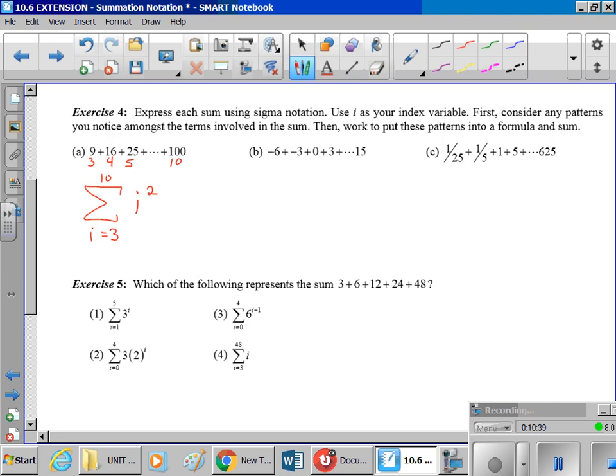All right, when I look at B, you just have to make sense of it a little bit. You see how they're all multiples of 3? So this is 3 times negative 2, this is 3 times negative 1, this is 3 times 0, this is 3 times positive 1, straight up through 3 times 5. So when I write this one down, I'm going to let I go from negative 2 to 5, because that's what makes sense to me, and it's just simply going to be 3I, and that will generate that sequence.